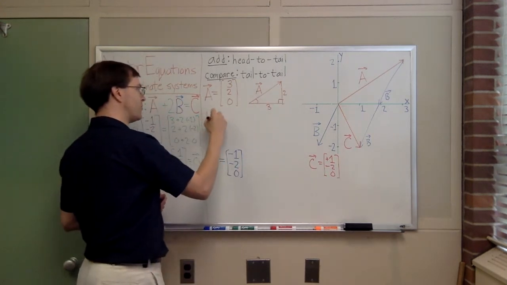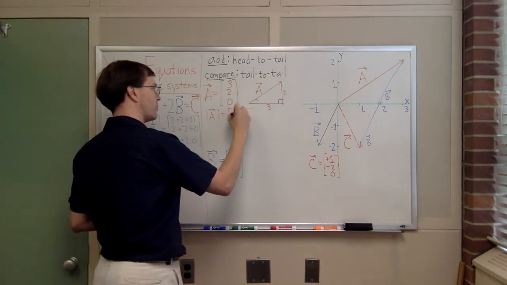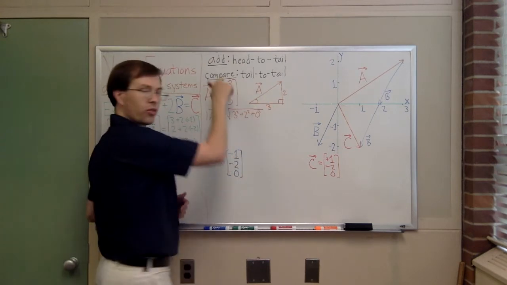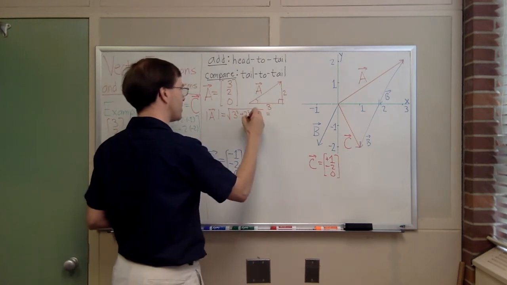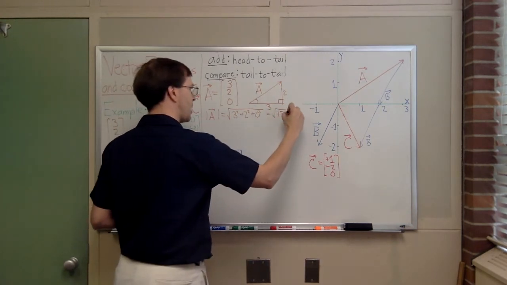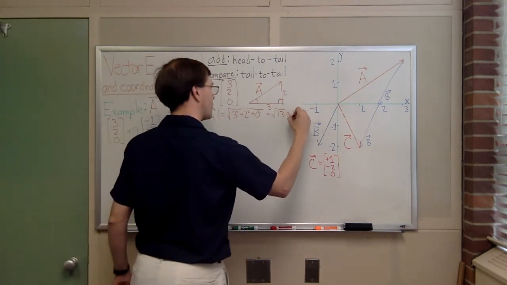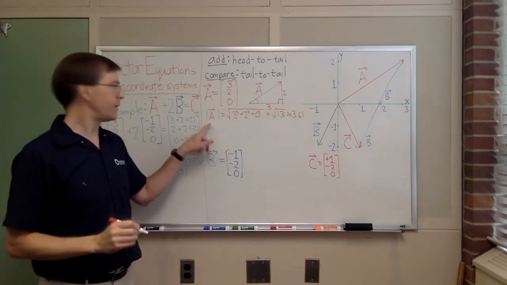Then the magnitude of vector A is the square root of 3 squared plus 2 squared plus 0 squared. I add up all 3 components squared. And what is that? It's 9 plus 4, the square root of 13, which I worked out is about 3.61. Okay, so that's the magnitude of vector A.